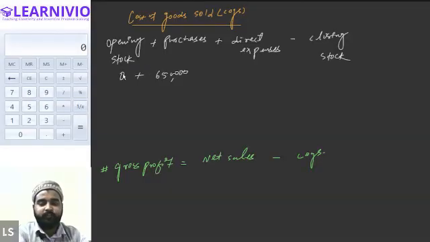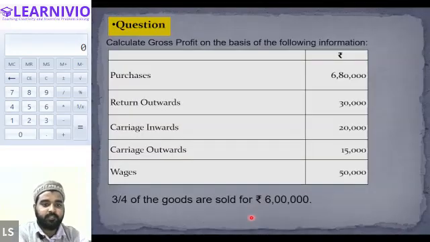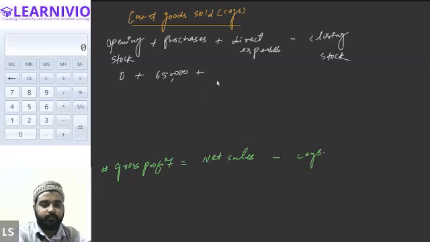So we do not have the information regarding the opening stock, so I have taken it as zero. Then I have written down the value of the purchases after adjusting the purchase return. Then I will write down the direct expenses. Direct expenses in this question are carriage inward and wages only. Carriage outward is not considered a direct expense. So we will take 20,000 plus 50,000, so it will be 70,000.